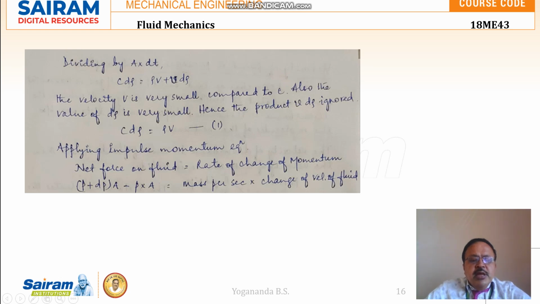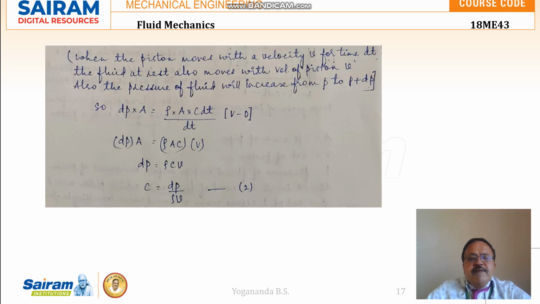Applying the impulse momentum equation, the net force on the fluid is the rate of change of momentum. The net force on the fluid is (P plus dP) into A minus P into A, that is the final force minus the initial force. This is equal to the rate of change of momentum, mass per second into change in velocity of the fluid. When the piston moves with a velocity v for the time dt, the fluid at rest also moves with the velocity of the piston v. So the pressure of the fluid will also increase from P to P plus dP. The change in pressure is the difference of these two. So we have dP into A is equal to rho A into c dt divided by dt, into v minus 0.